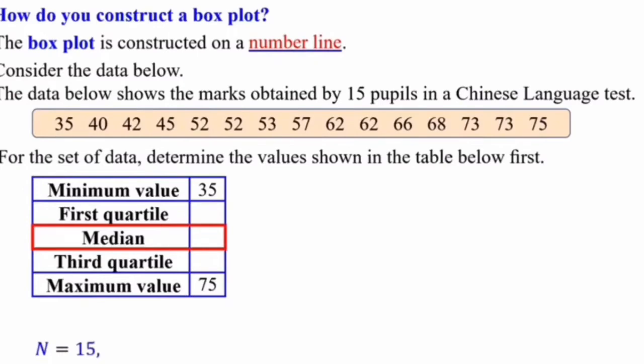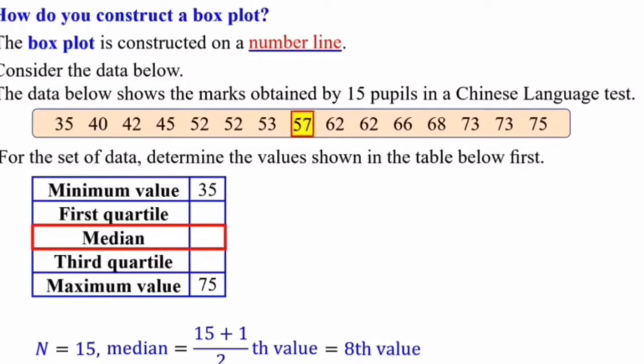To find the median, you can take n plus 1 over 2. You have 15, so 15 plus 1 divided by 2, that means the 8th data is the median, with the data arranged in order. The data is already in ascending order, so the 8th data is our median. The data at the middle is the median, so we choose 57 as the median.